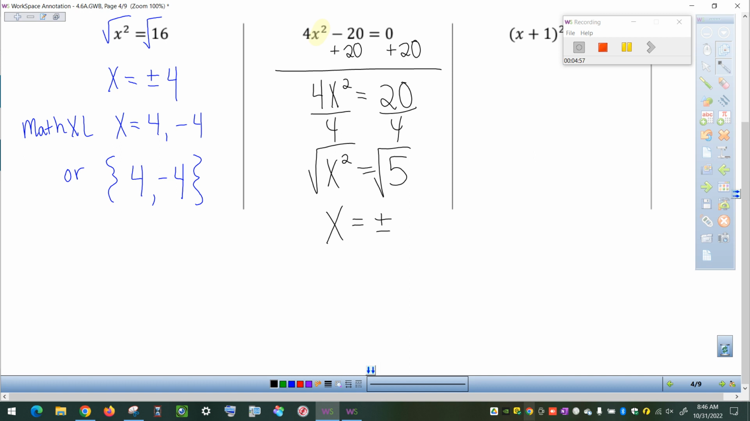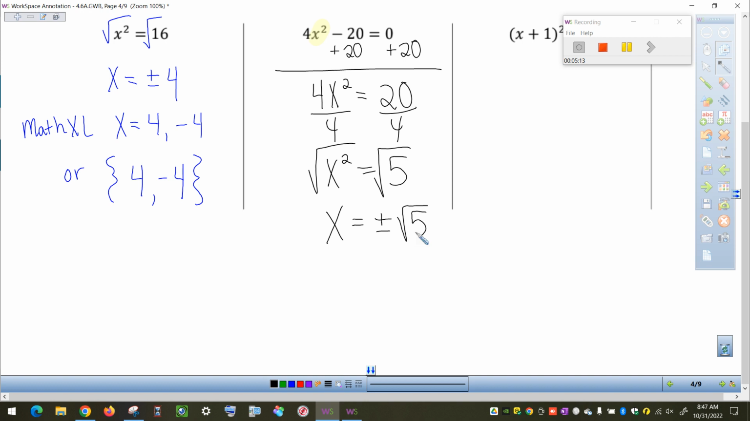But we're not going to be using decimals in this unit. We actually want to keep everything in exact form, which just means you're going to keep the square root symbol in your answer. So it's just going to be right after that plus or minus sign that we already put. It's going to be plus or minus square root 5.